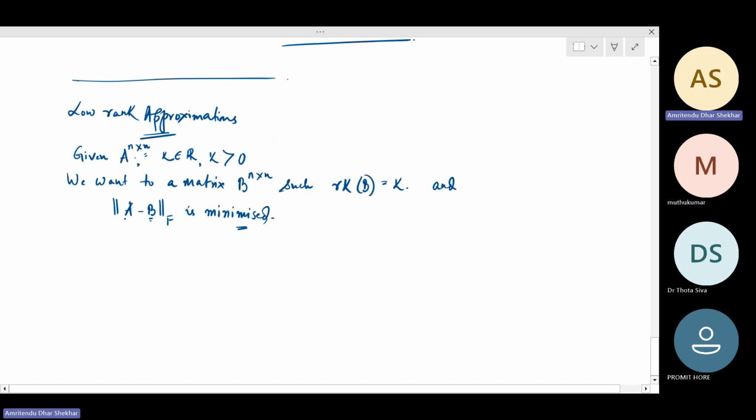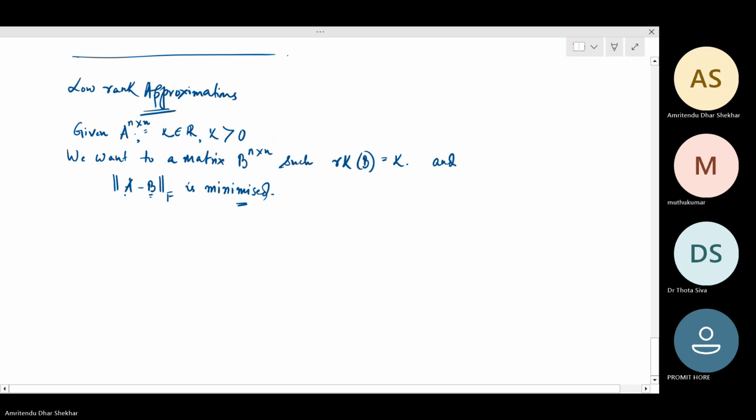So, what should B look like? What is the Frobenius norm of any matrix? If you give me any matrix Q, then the Frobenius norm of Q squared is equal to the trace of Q transpose Q. Okay.